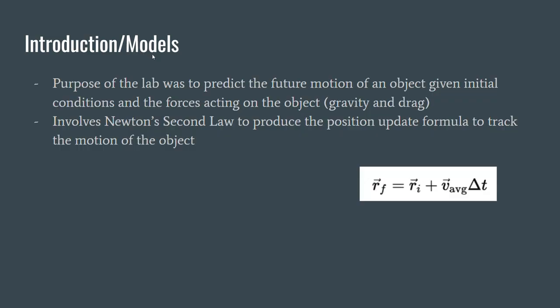For the introduction and models, the purpose of the lab was to predict the future motion of an object given its initial conditions and the forces acting upon the object, which were, in this case, gravity and drag. This involves Newton's second law to produce the position update formula to track the motion of an object. And it also involves drag, or drag force.